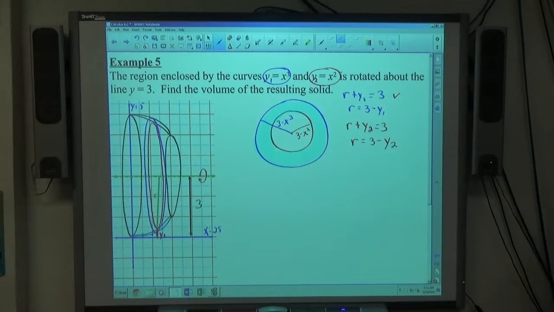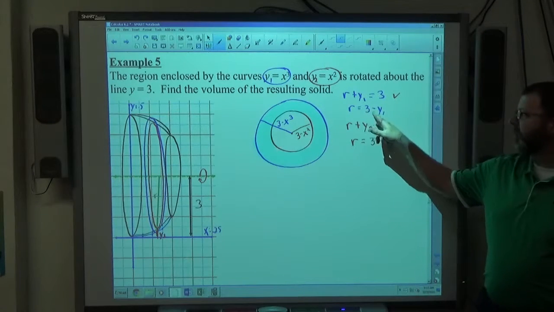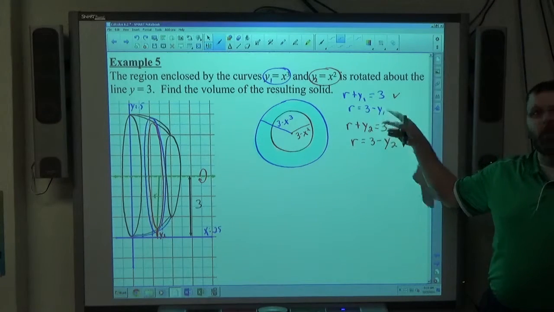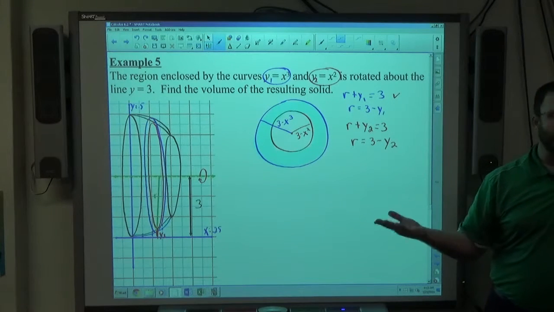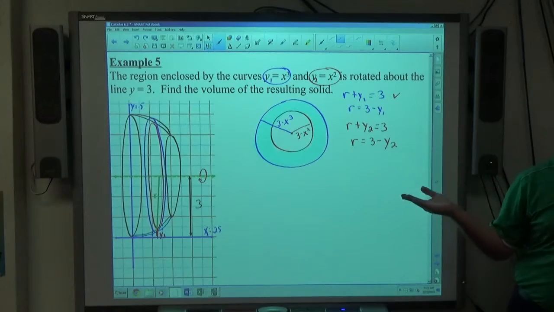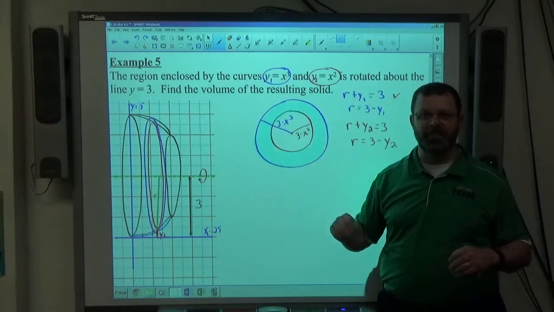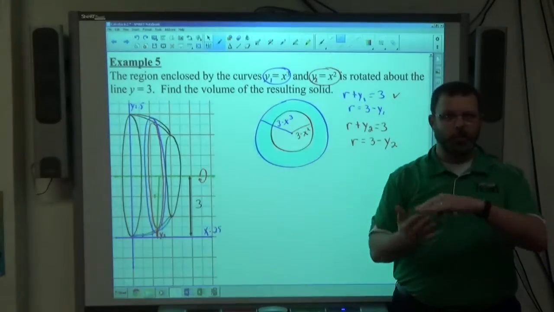So when you're rotating off the x-axis, off the y-axis, you're going to get radii that are a number plus or minus the letter, or the letter plus or minus a number, one or the other. And sometimes you might just have the number itself. Maybe the radius is 2, or in this case maybe it's 3. If it never changes, it's going to be whatever that number is.